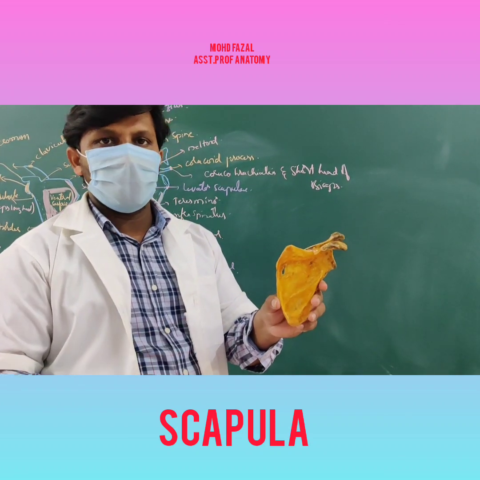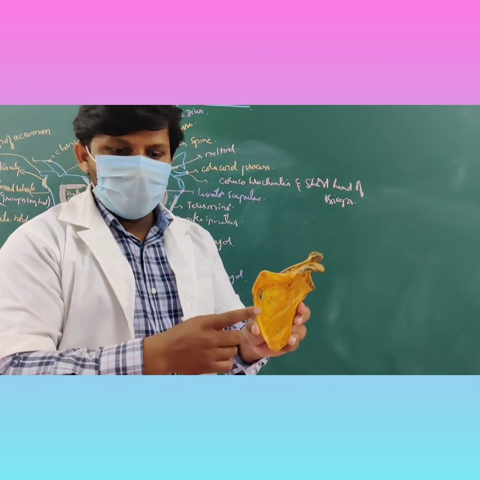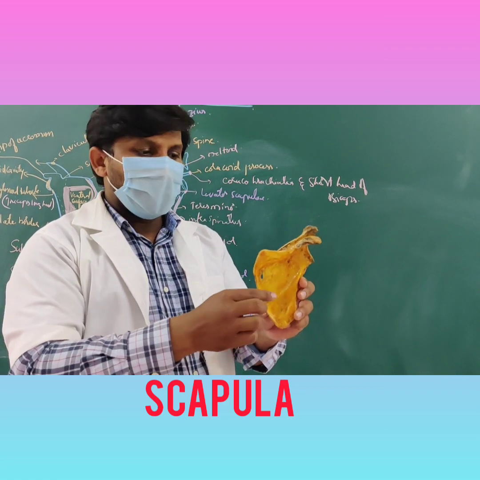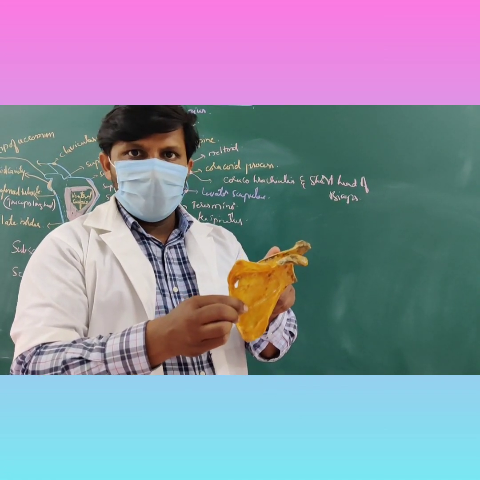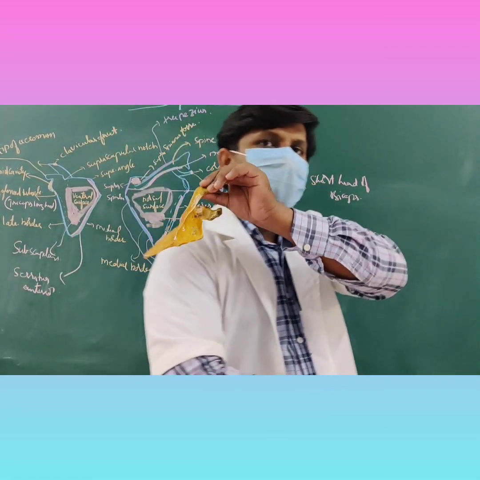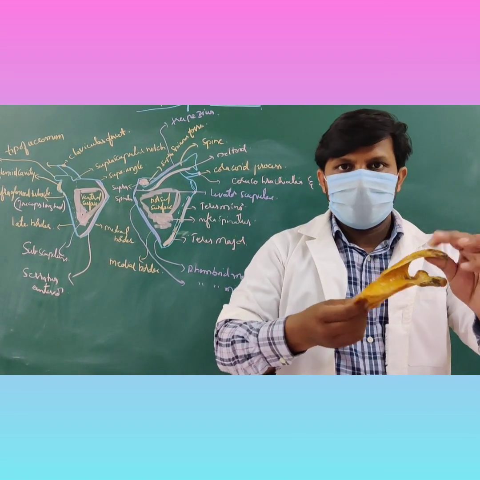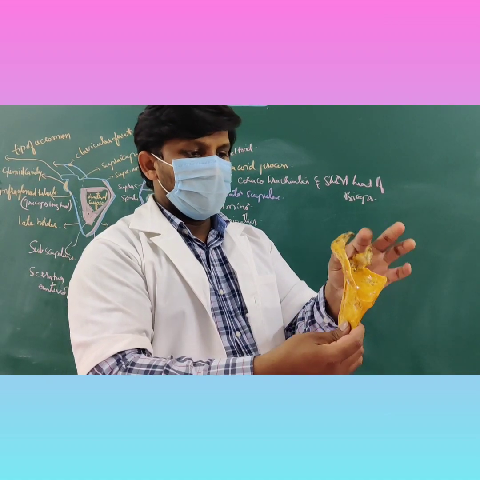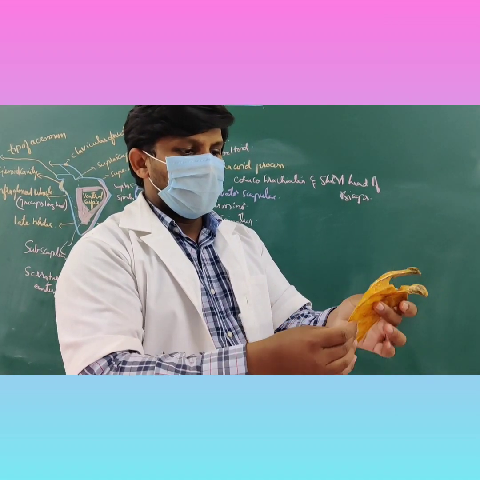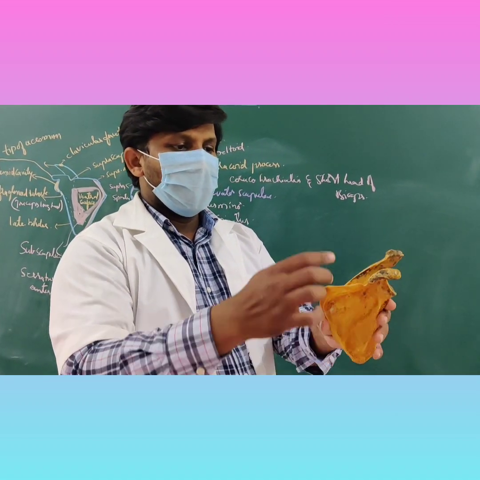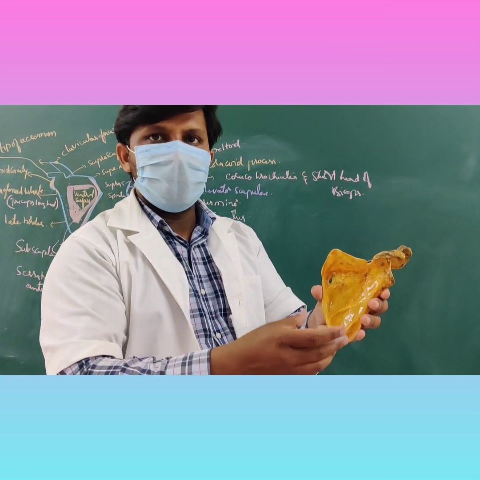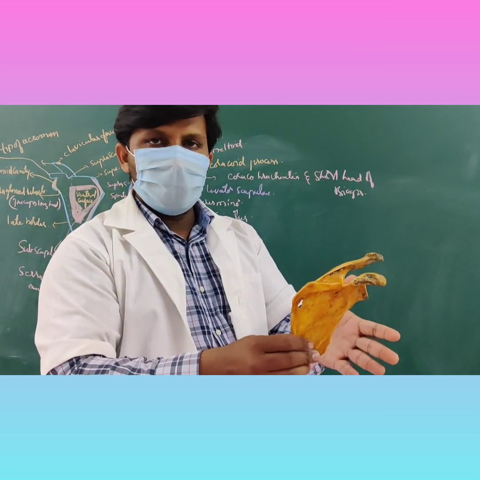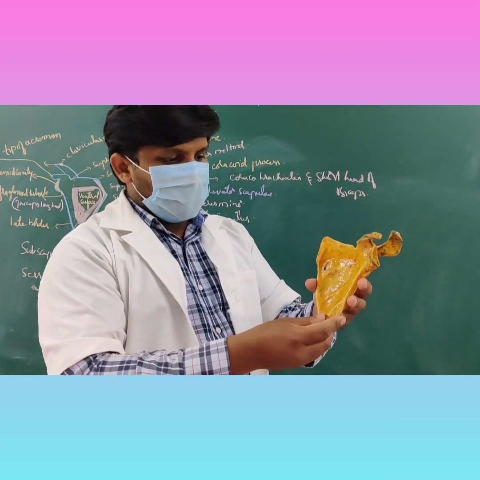Today we are going to discuss a bone of the upper limb which is known as the scapula. Scapula is also known as the shoulder blade. It is located on the posterior lateral aspect of the chest wall. This bone has various surfaces and borders, and there are various processes and various angles for the scapula.